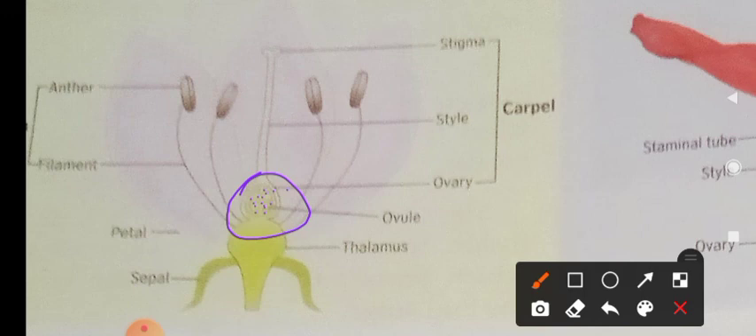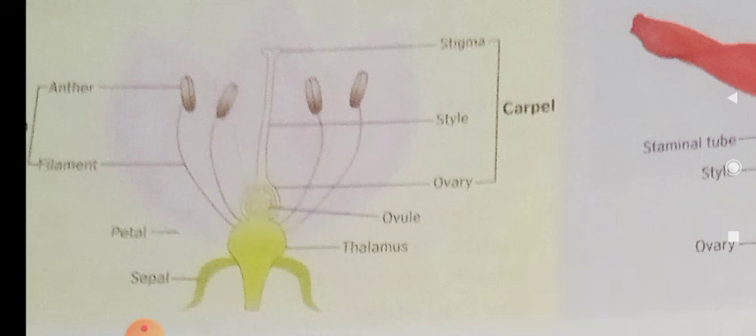Okay, so some flowers do not have all the four whorls. They contain either gynoecium or androecium. It is not compulsory that all flowers will have all the four whorls. Either the male reproductive part will be present or the female reproductive part will be present. Such flowers are called unisexual flowers.